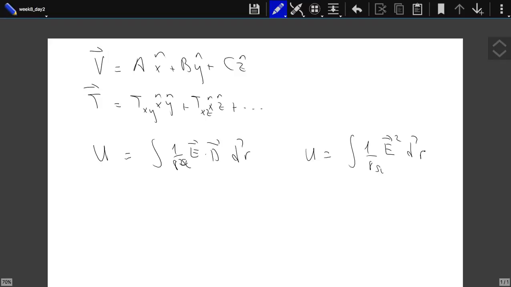Is there an electric field in this one? Yeah, it's full of electric field inside. All the atoms have their internal electric fields. So the electric field is non-zero. In fact, since the E squared is always positive, that integral can never be zero for the system.